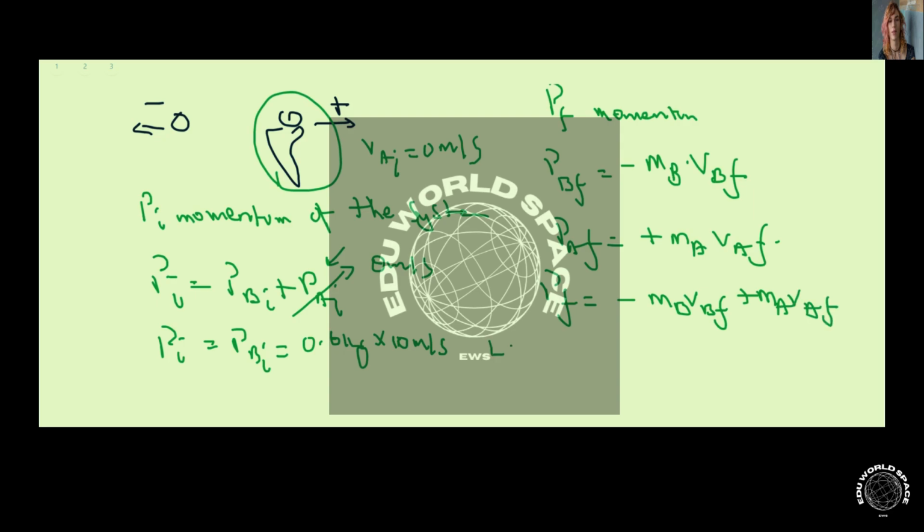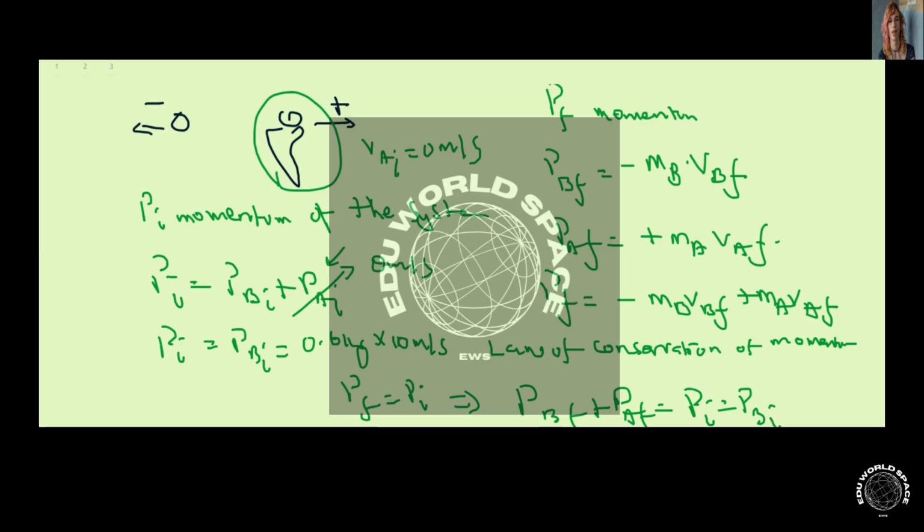And by the law of conservation of momentum, we get to see that the final momentum equals the initial momentum. And the final momentum happens to be a combination of these two. So PBF plus PAF equals PI. But then PI is the same as PBI. PBI is just the momentum of the ball itself. Remember, the momentum of yourself is zero at the beginning.